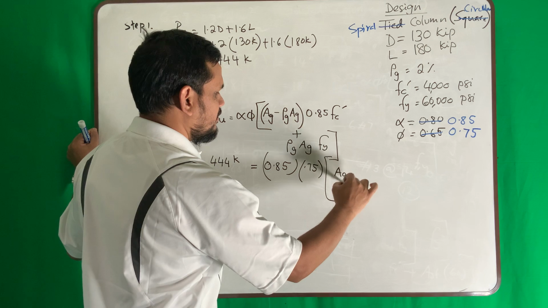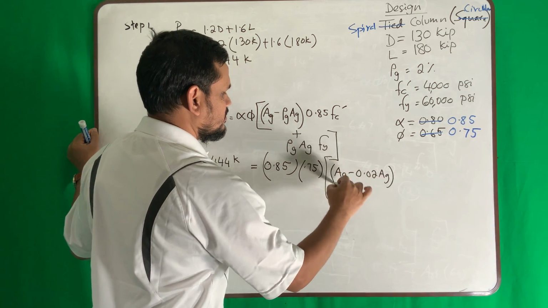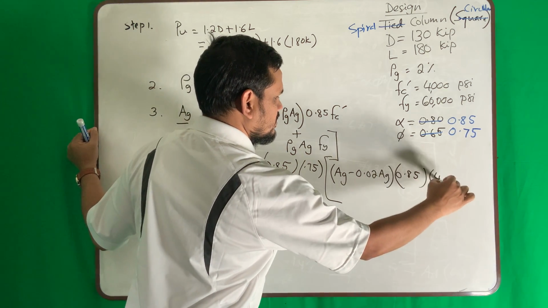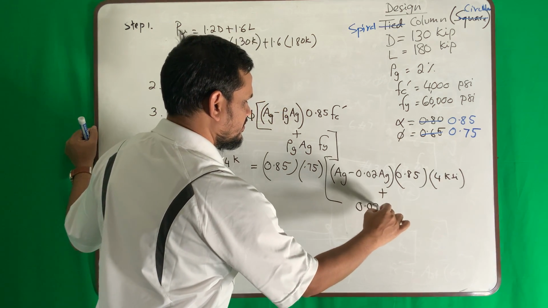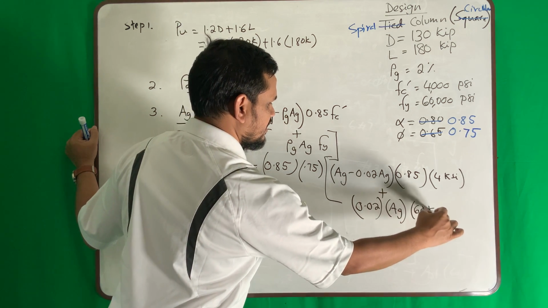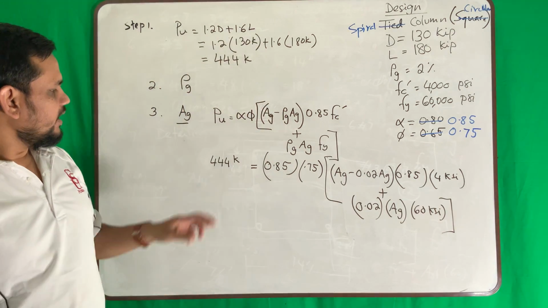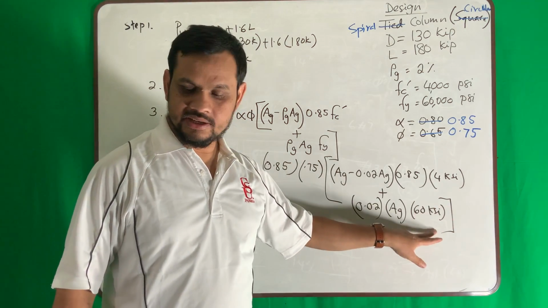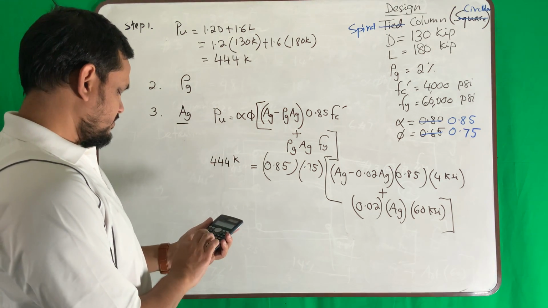AG I do not know. Rho G is 0.02, 0.85 for KSI plus 0.02. AG I do not know. 60 KSI. Something to see here is that as this value is in kip, this should be in KSI. Okay, so if I solve it, it might be tough.